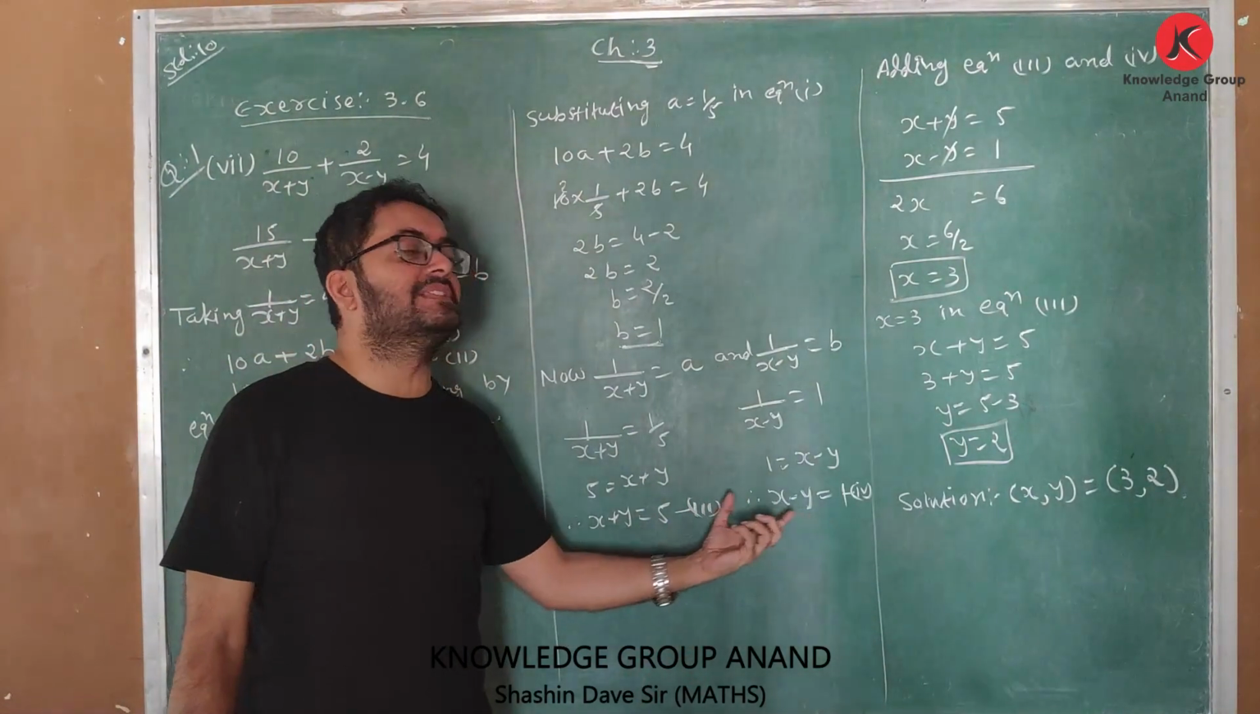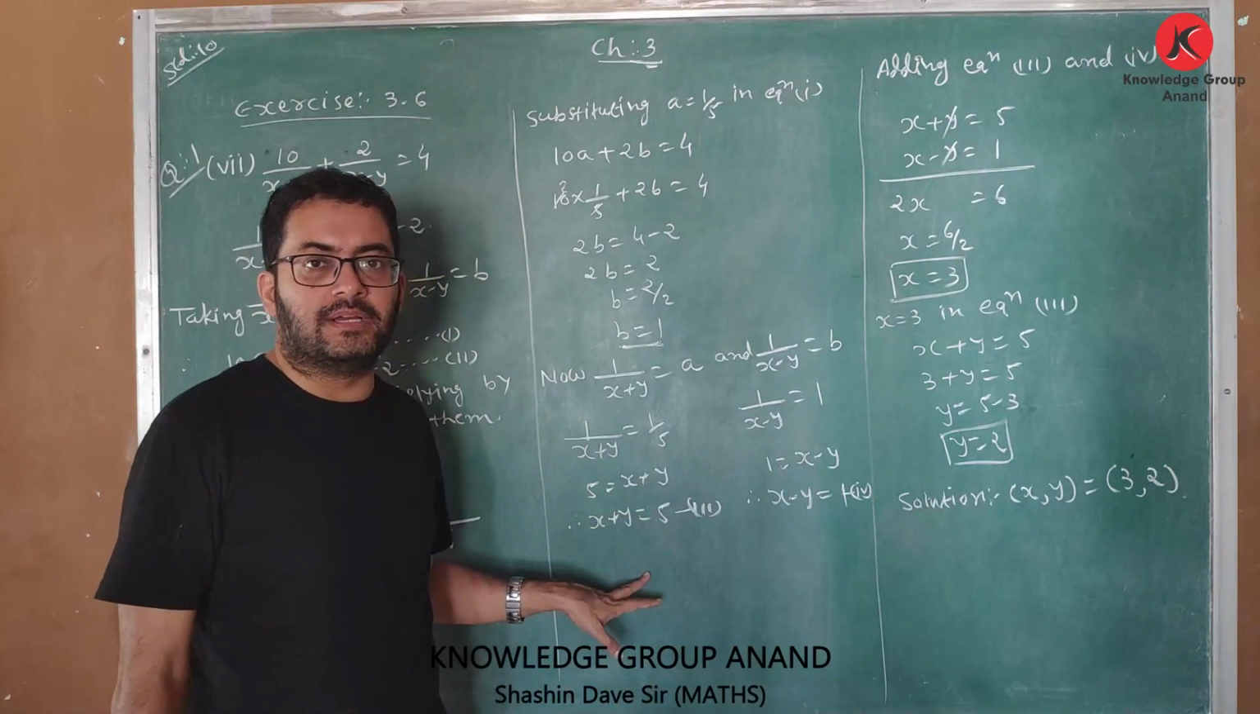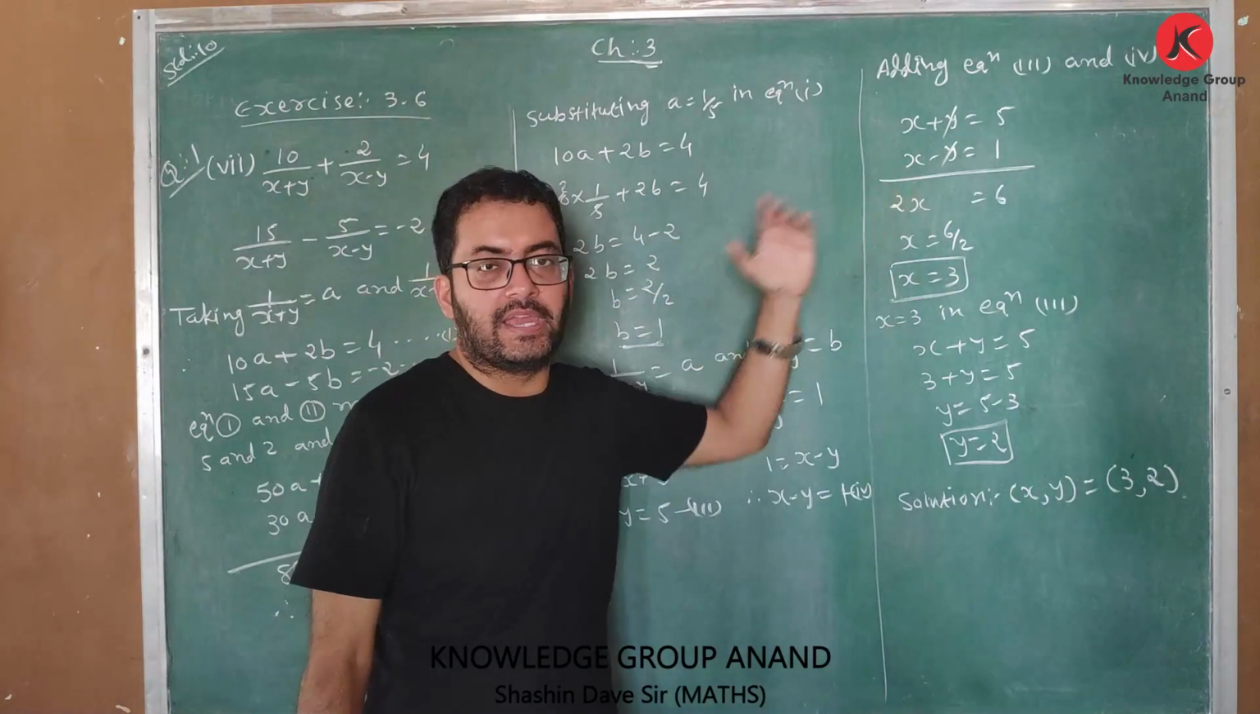Now, you have to consider these two equations as another sum and then carry out the elimination method, and then you can get the values of x and y.